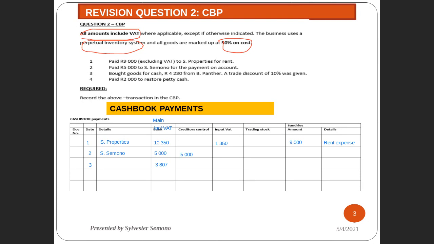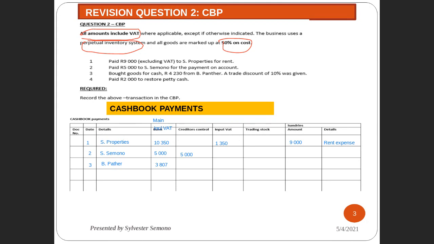Thank you for that. Okay, and then any other columns which you need to do to record in? But the question is, is there any VAT applicable? Because if there is VAT applicable, we can't put trading stock 3807. So you must calculate VAT.